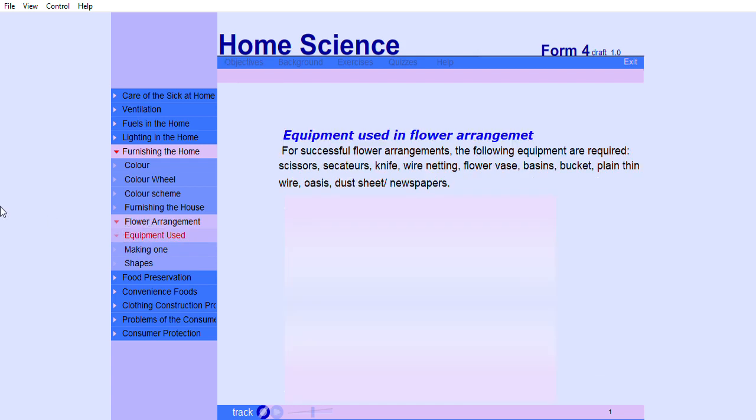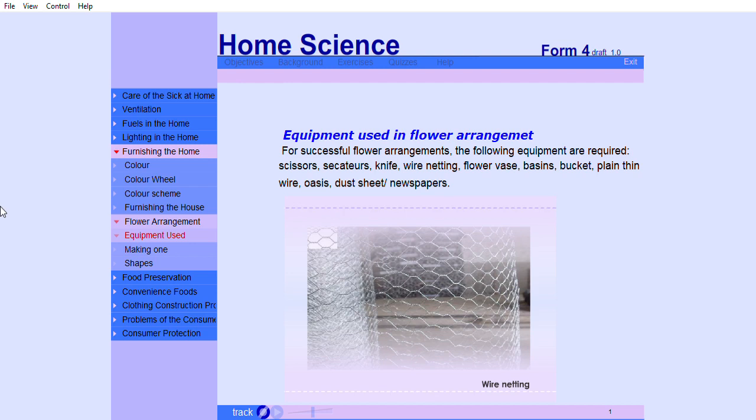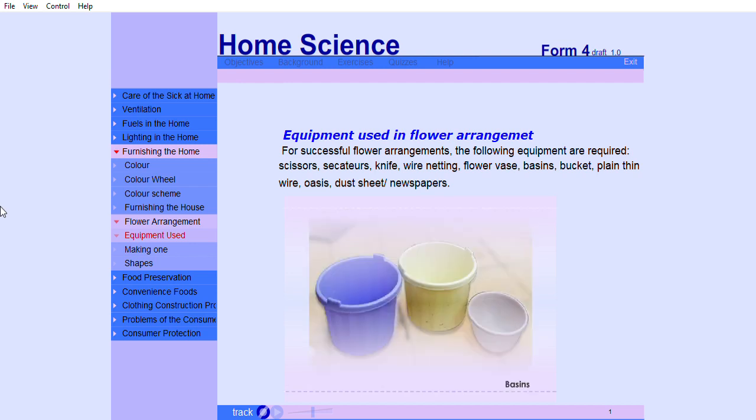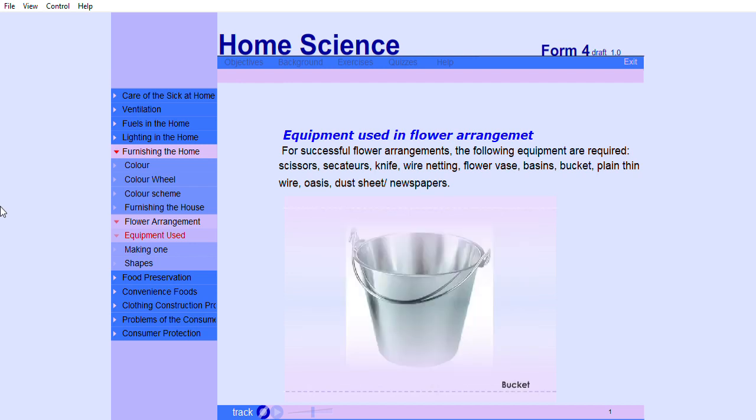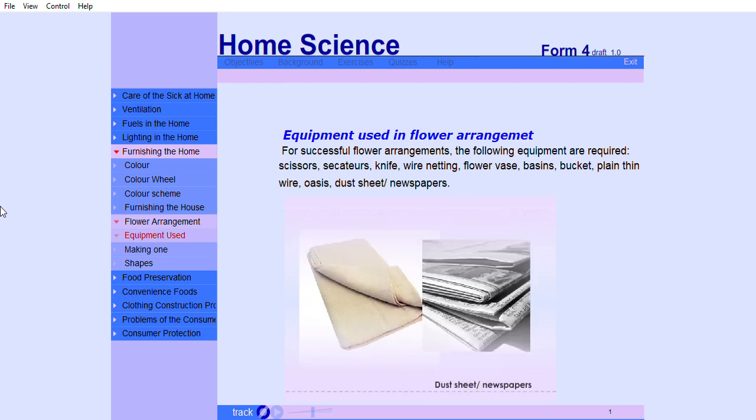Equipment used in flower arrangement. For successful flower arrangements, the following equipment is required: scissors, secateurs, knife, wire netting, flower vase, basins, bucket, plain thin wire, oases, and dust sheet or newspapers. Click on each to view.